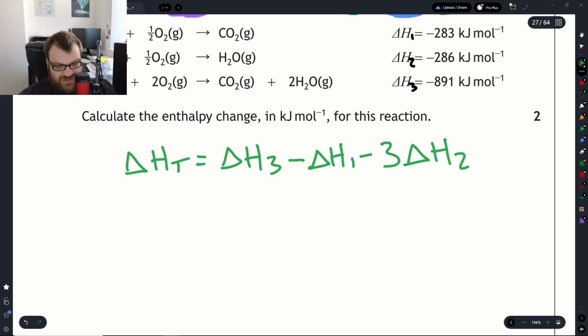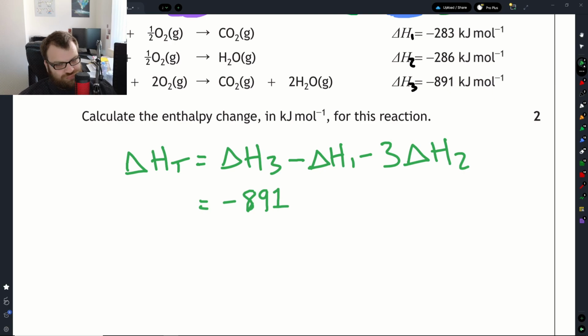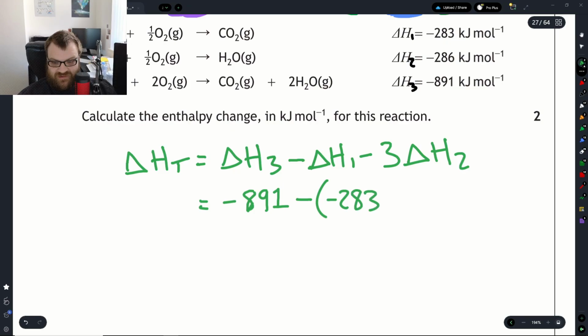Putting in the numbers can be done in a couple of different ways. I just copy the numbers in. The calculator can deal with the negatives for us. I know some people like to change the numbers over beforehand. That's totally fine. So I've got minus 891 minus 283 and minus 3 times 286.